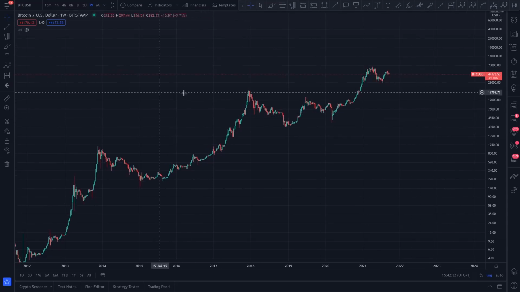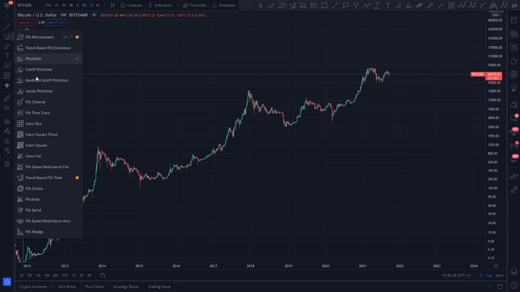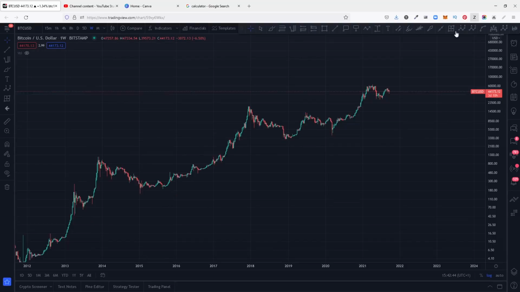Okay, so I love to do these little thought experiments. I've been looking at this particular tool here. It's the third column down. You go into it and it's called trend-based fib time. Click on it. As you can see, I've got mine favorited in my toolbar up there.